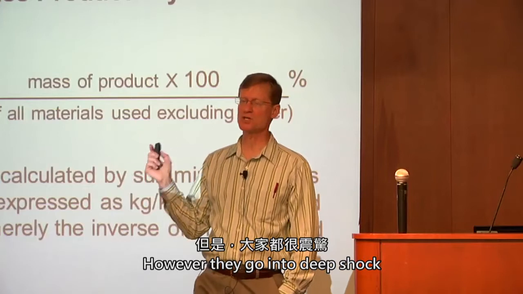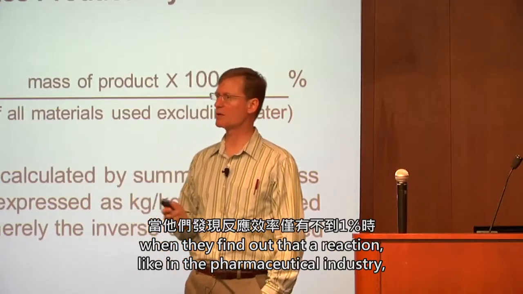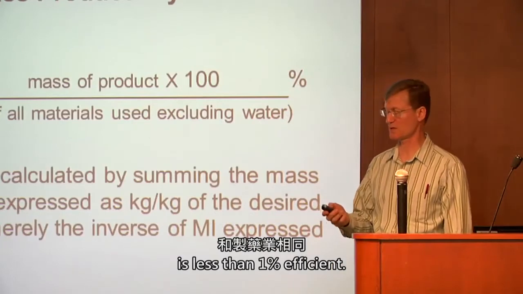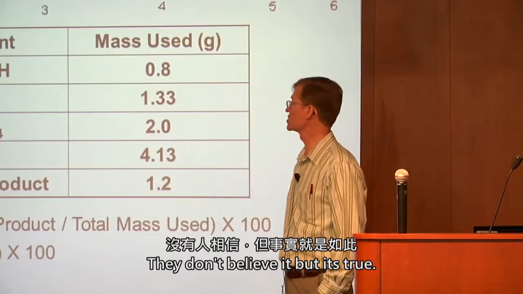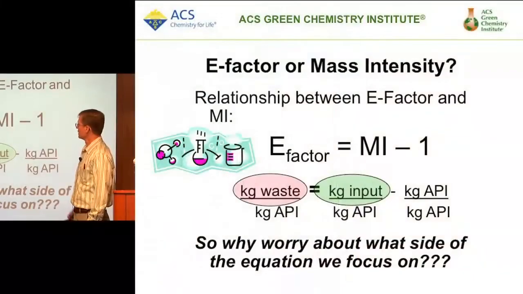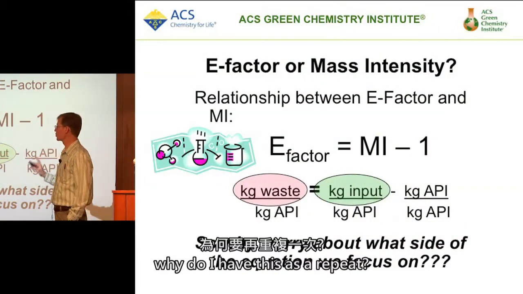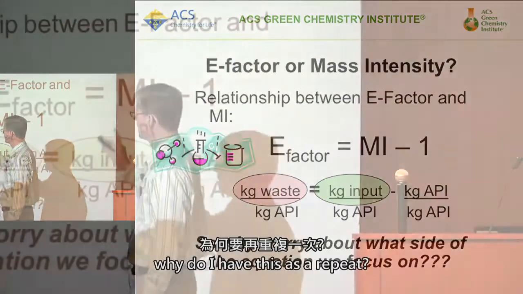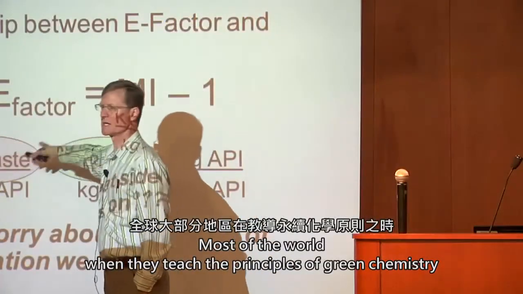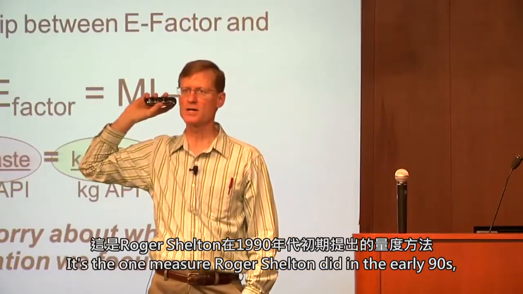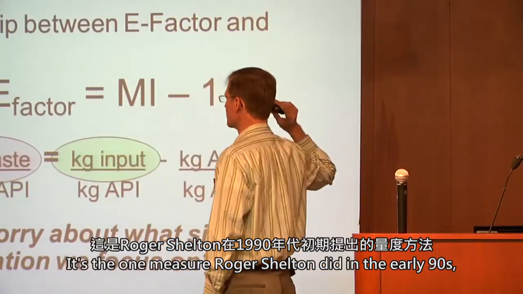However, they go into deep shock when they find out that a reaction, like in the pharmaceutical industry, is less than 1% efficient. They don't believe it, but it's true. E factor or mass intensity, again, we went through this. Why do I have this as a repeat? Most of the world, when they teach the principles of green chemistry, will obsess on E factor. It's the one measure Roger Sheldon did in the early 90s.